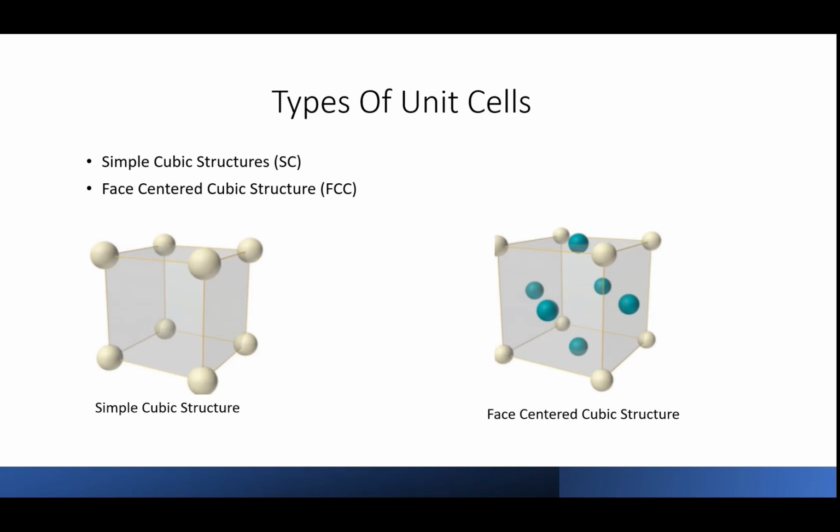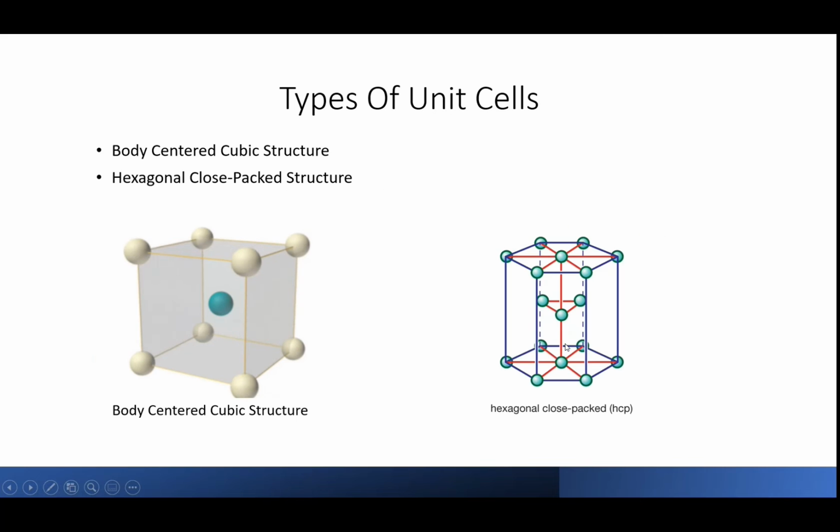There are four main types of unit cells. These include simple cubic structures. Based on the picture, it can be seen there are no atoms outside of the cube edges. The next type of unit cell is a face-centered cubic cell, which we'll be looking more in depth at today, and the diagram depicts an atom in the center of each cubic plane, as we can see here. Other types include body-centered cubic structures, as well as hexagonal close-packed structure.